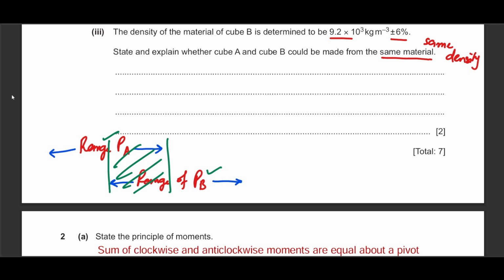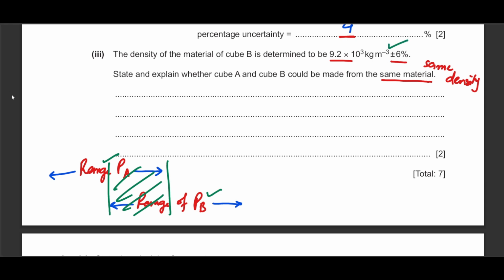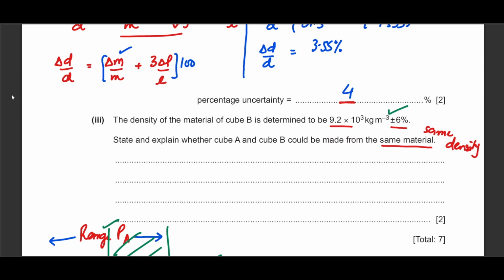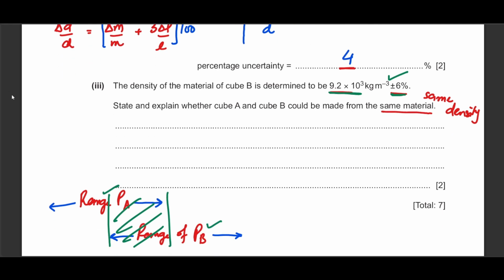So what I'm going to do now is use cube B to find its range. How do you do that? You simply multiply this number with 6% and add that value back into the value, or you subtract this for the second step. So for example, this is going to be calculated like this. So 9.2 into 10 raised to power 3 multiplied by 0.06, whatever answer you get, that gets added back into this. So that gives me a value of 9752.